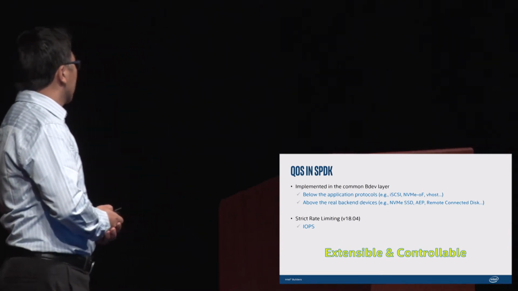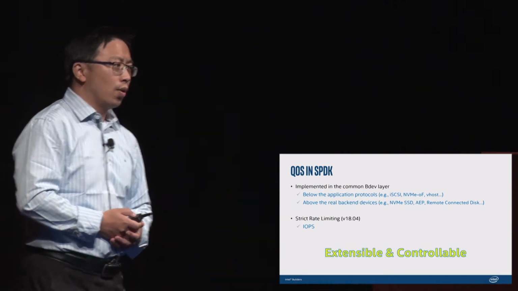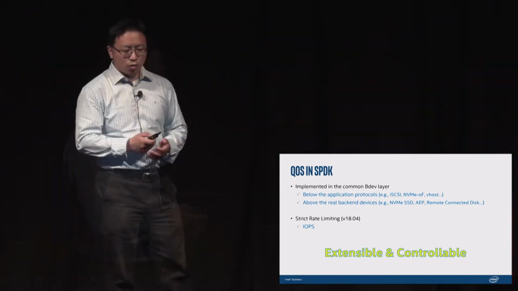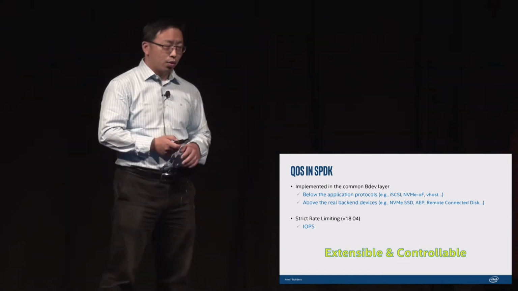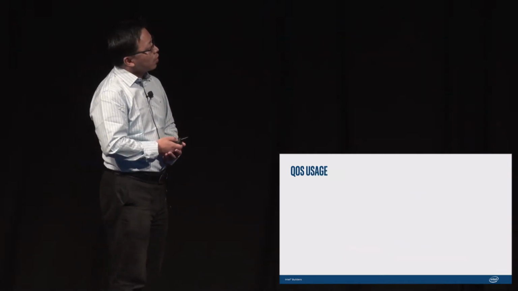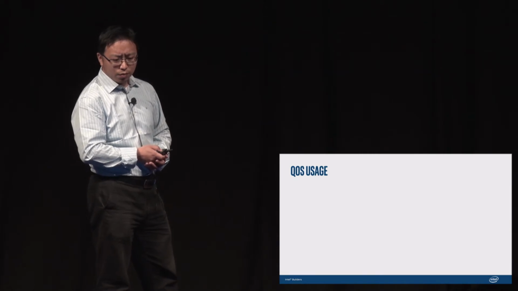When we talk about extensible, it means that we can support things like bandwidth control, also for the rate limiting, and maybe separate control for read and write. And we have a lot of work to do in the next releases. I will also show a quick introduction on how to use this feature.